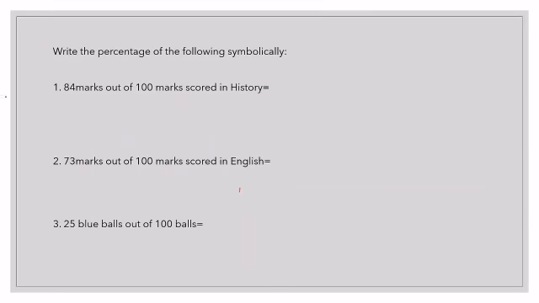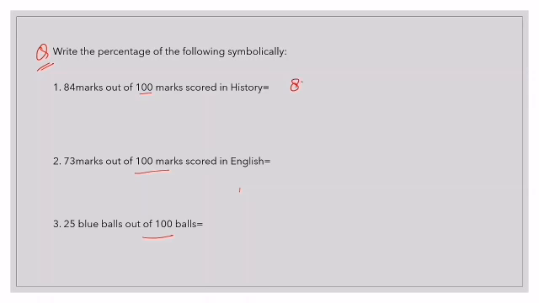Okay. Now moving on to the next type of question. In this question, we have to write down the percentage of the following symbolically. Here you have been given 3 different kinds of statements, and you have to represent the statements in symbolic form. So let's check one by one. In question number 1, it says that 84 marks have been scored out of 100 marks.